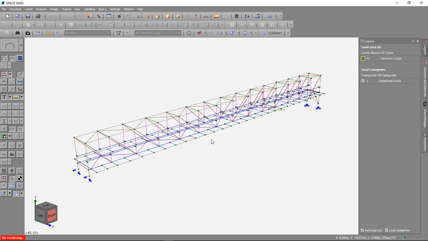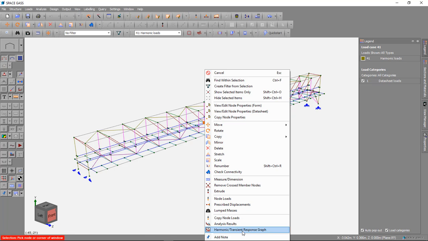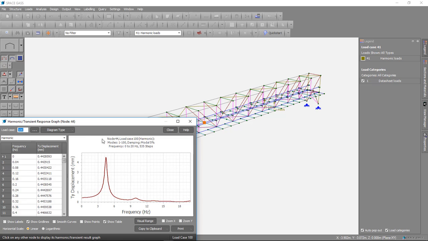And then if we look at the diagram for a node, now you can see we get a completely different sort of graph. And this is actually a resonance curve that just shows that if the frequency was somewhere around 4.5 Hertz, the structure would be close to resonance, so it displaces a large amount compared to other frequencies that are nearby. So we've got a peak at 4.5 Hertz. We've also got another one at about 10 Hertz, and then smaller ones further along.